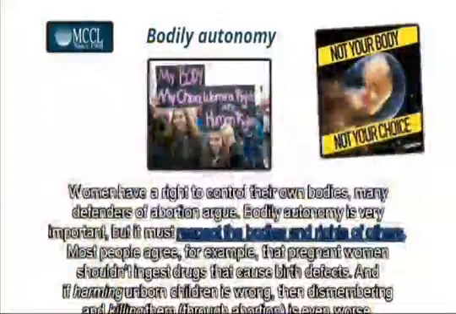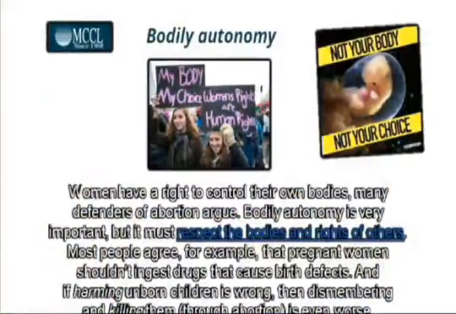Let's go to the next slide. Here's the next argument. It's called bodily autonomy. In other words, I can do with my body whatever I choose. My body, my choice.